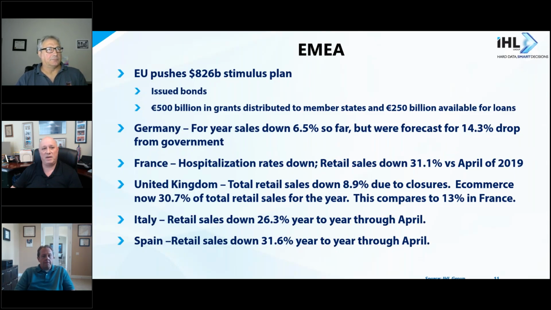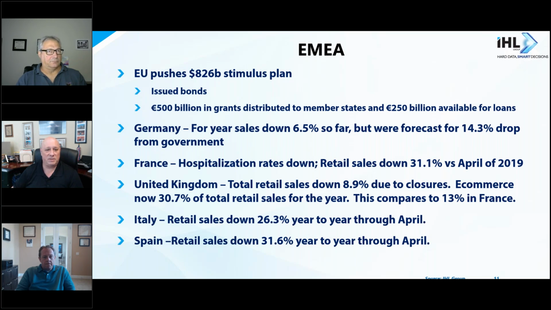So let's talk quickly about different regions of the world and how they're attacking things and what their April and May sales were. In the EU, there's an $826 billion stimulus plan. They're distributing $500 billion to the member states, and they're making $250 billion available for loans. Now, there's other things that individual countries are doing as well. And you can see there's dramatically different impacts by different countries.